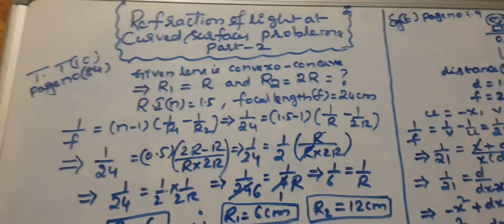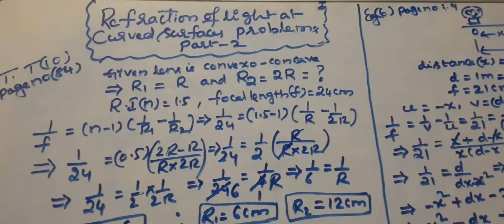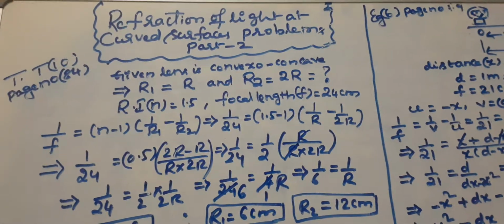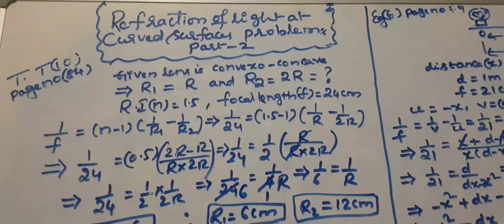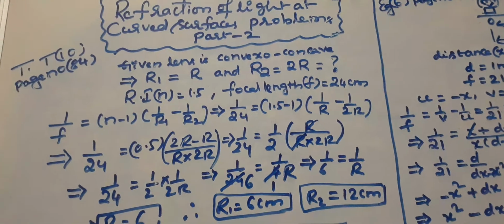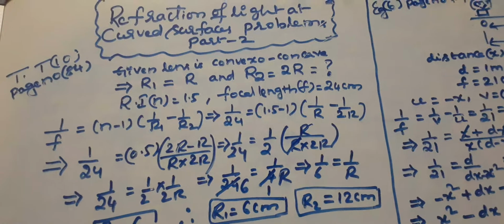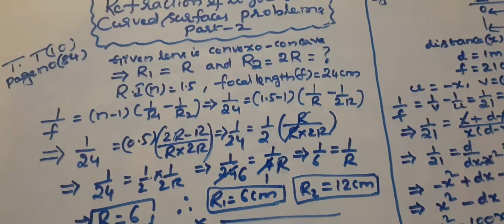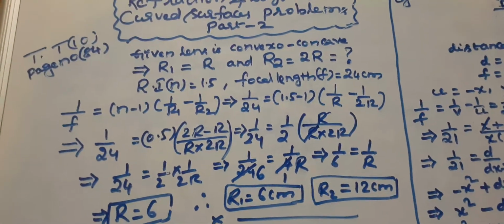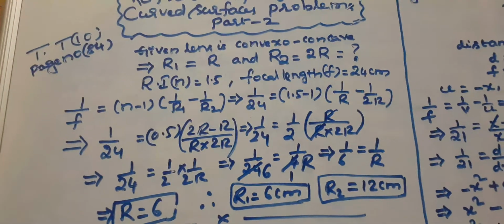So in this class we are going to explain solutions of numerical problems for the chapter refraction of light at curved surfaces in the 10th class physics. It is a part 2 video. In the previous video we explained solutions of some numerical problems. So now, remaining problems, students, try question number 10, page number 84.